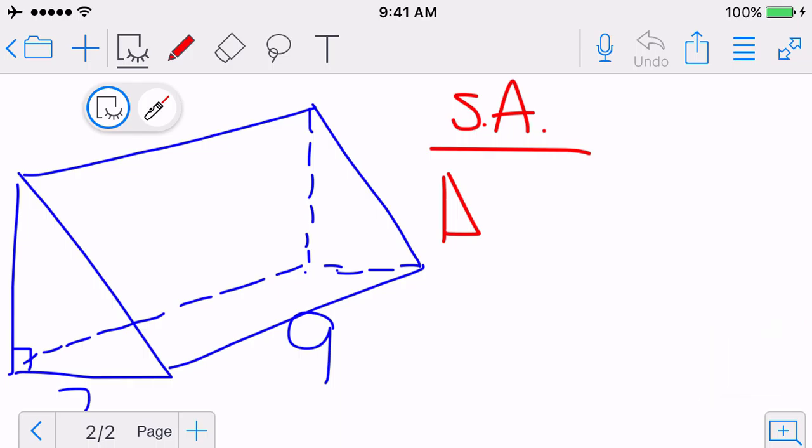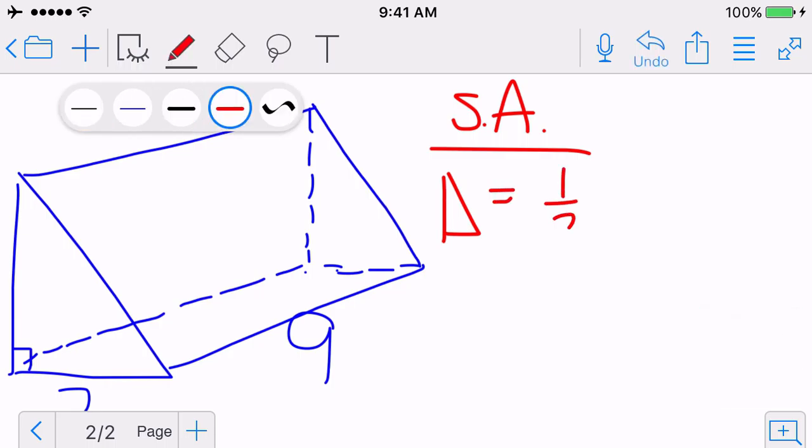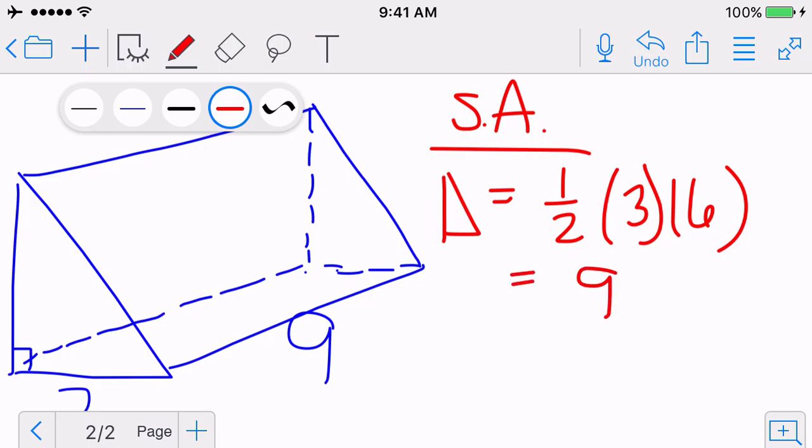And that's going to be our base and our height for the triangle. Remember, area of the triangle is 1/2 times the base, which will be 3, times our height, which is 6. So 1/2 times 3 times 6, that should give us 9. So each of those are 9, so I'm going to label that here, 9 and 9.